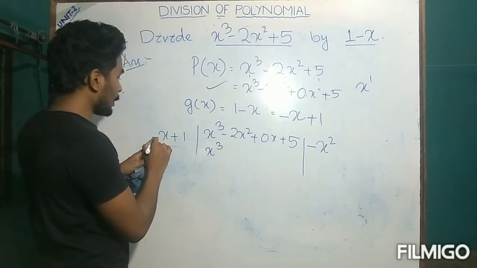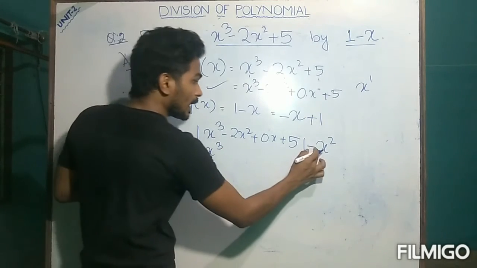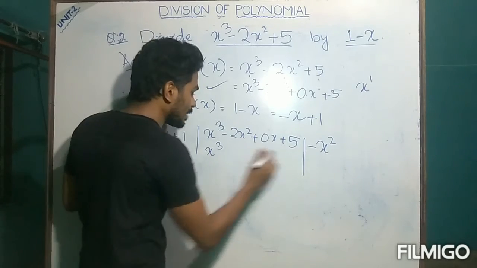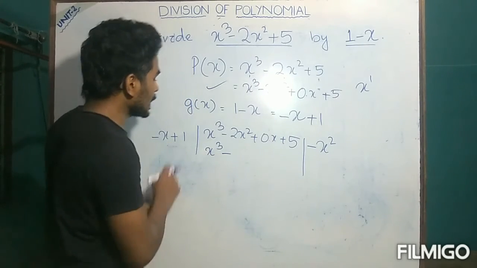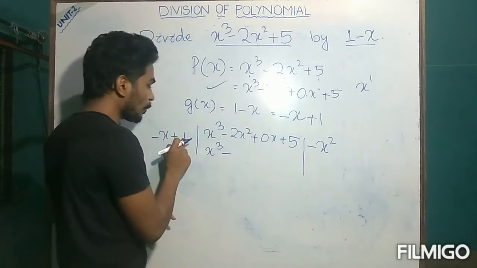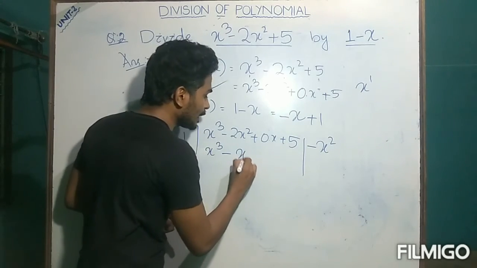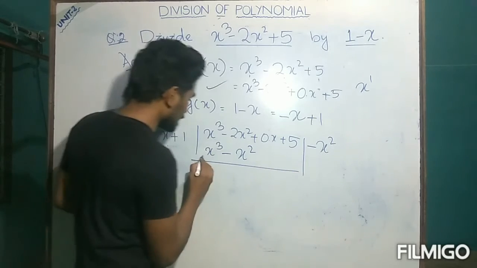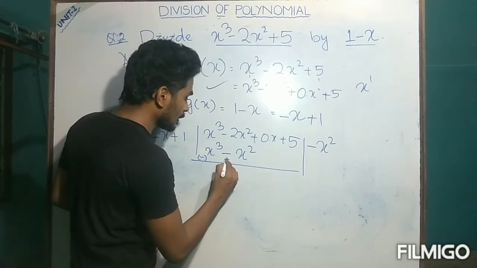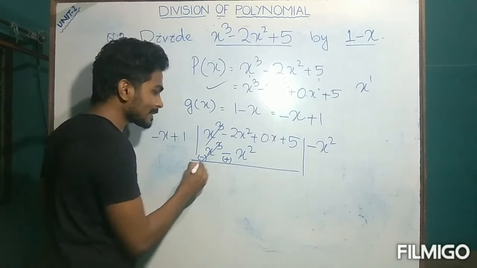Then, okay, plus 1 and minus. Plus minus will be minus. Okay, this is clear. So plus minus is minus. 1 into x square will be x square. Okay. Then change the sign. These two terms will be cancelled.